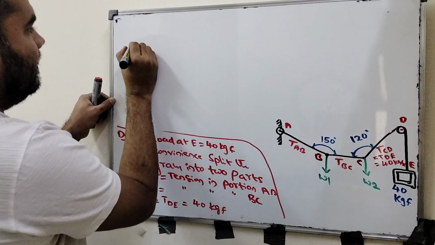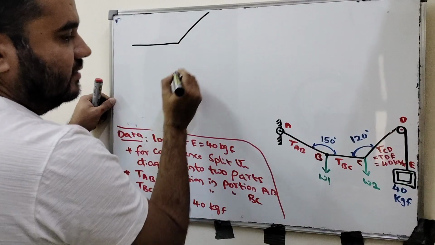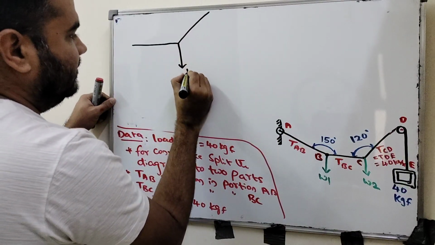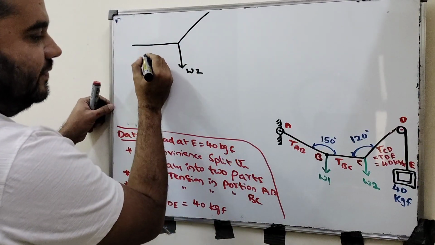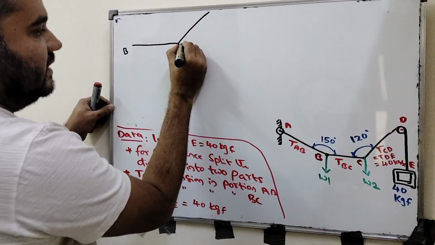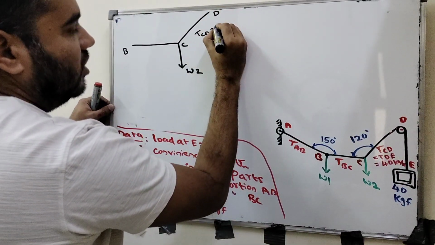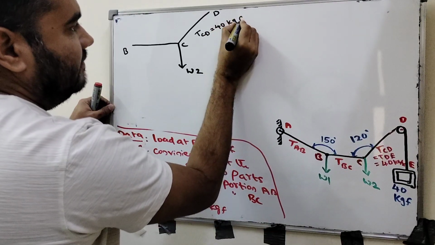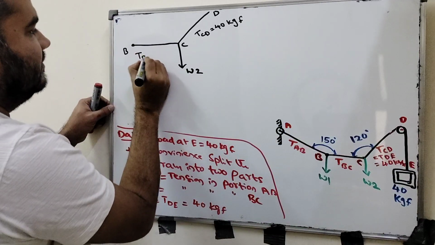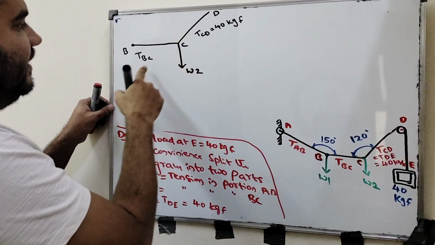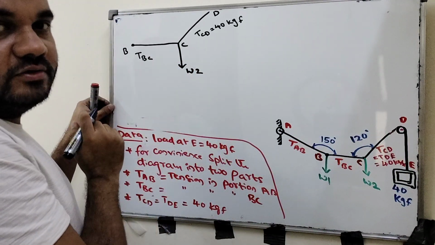First T of BC, like this it is there, horizontal. Then this portion, and this is W2, right? And the angle, what is this one here? This is B, C, and this is D. And this is T of CD, equal to 40 kgf. And this is T of BC, right? From this we can apply Lami's theorem, and we will get T of BC and W2, the two values, here.